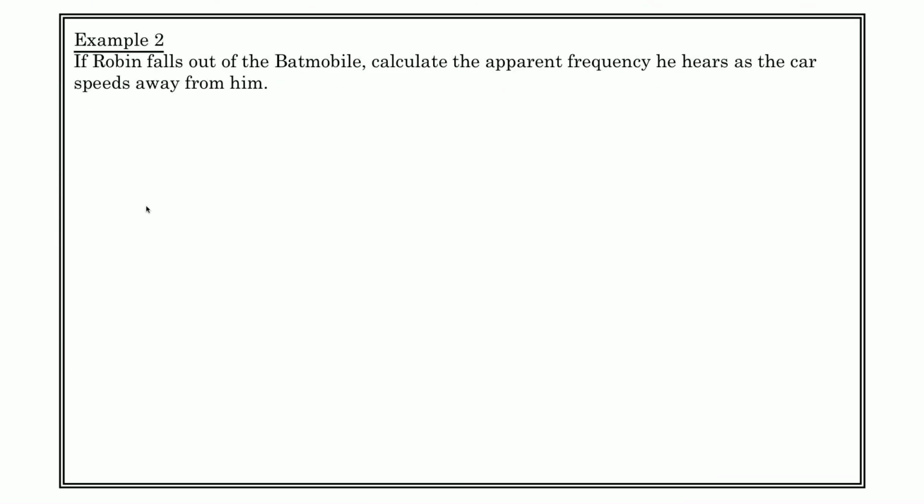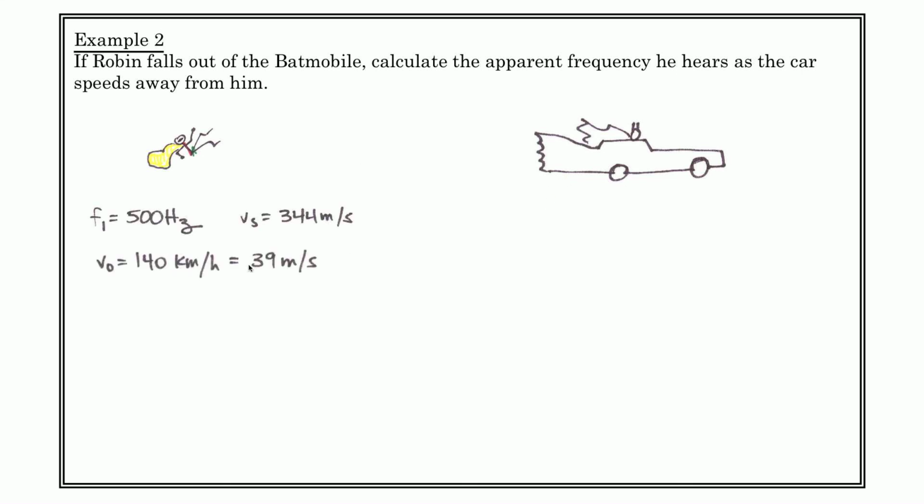Example number 2 now, the reverse situation. Let's say Robin has fallen out of the Batmobile, and now the Batmobile is driving away. So the same information as before, it's going the same speed, it's just that Robin's fallen out. And it's still blasting its horn, but now what frequency is Robin going to hear? Of course we would guess that because the object is moving away from the listener, we would hear a frequency that is in fact lower than the natural frequency of the source. And so we can do that.